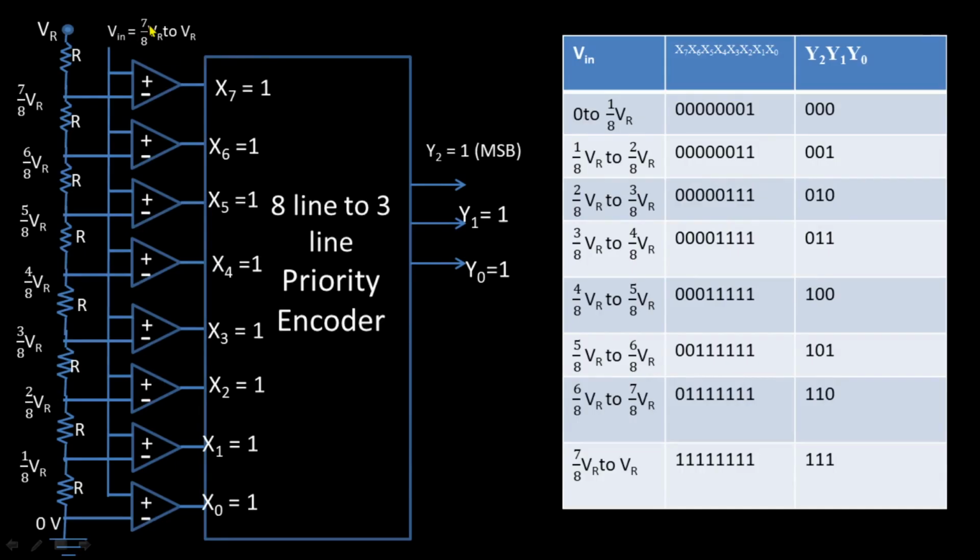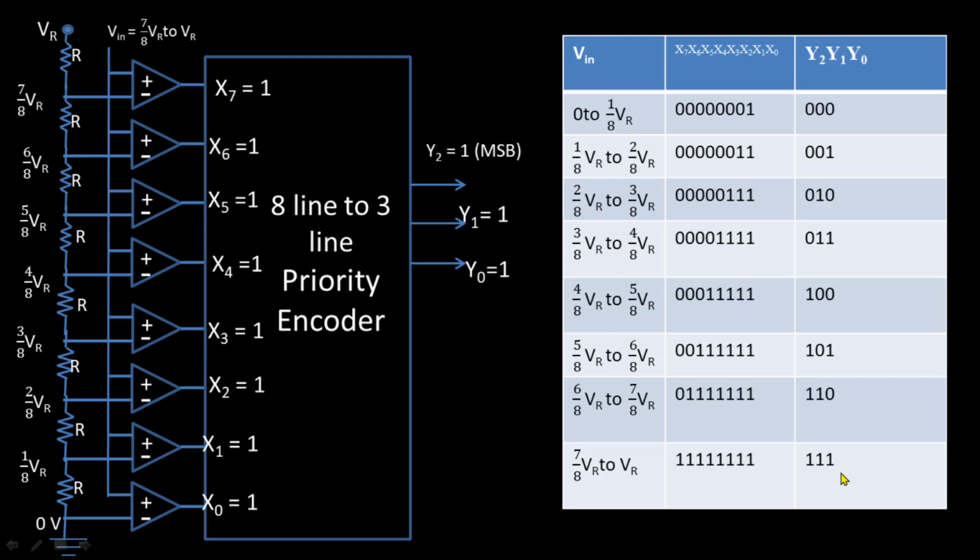And when the input is 7/8 Vr to Vr, that is the input is greater than 7/8 Vr, the voltage at the non-inverting terminal or positive terminal of all the op amps is greater than the voltage at the negative terminals of each op amp or comparator. So the outputs are logic ones. So the 8 line to 3 line priority encoder gives 1 1 1. That is the working of this flash type A to D converter or parallel comparator A to D converter.